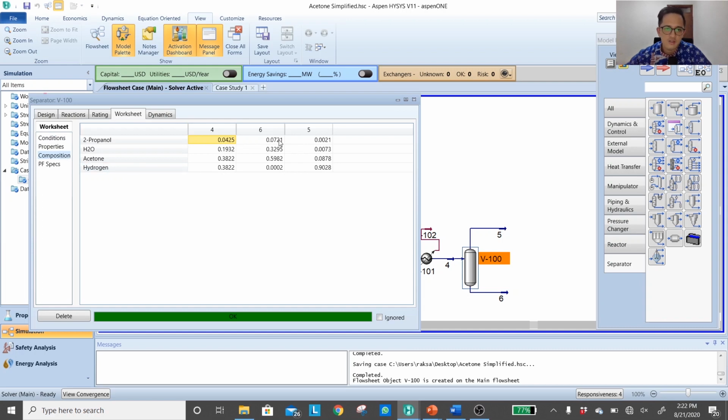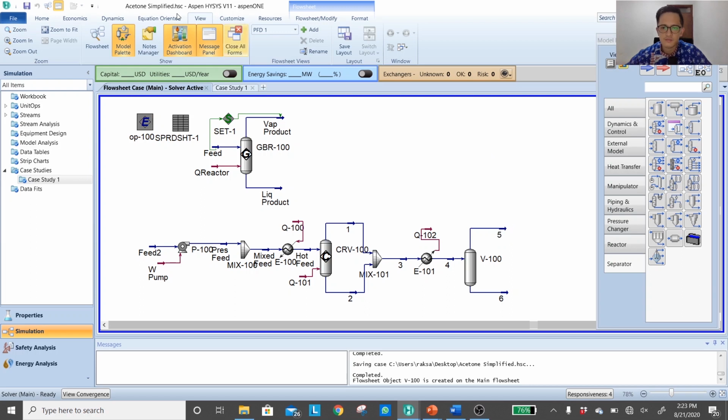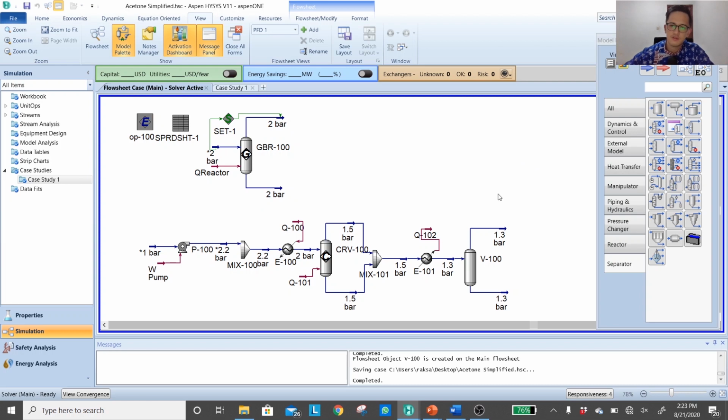Composition of 5 and 6. In 5, the vapor contains above 90% hydrogen, which will be emitted or used as a fuel in the utility section. The acetone is still about 8.8%, and 6 is our product, acetone and the other compounds that will be removed later. Okay, let's save it. Shift P so I know my pressure. Let's connect it to my absorber.